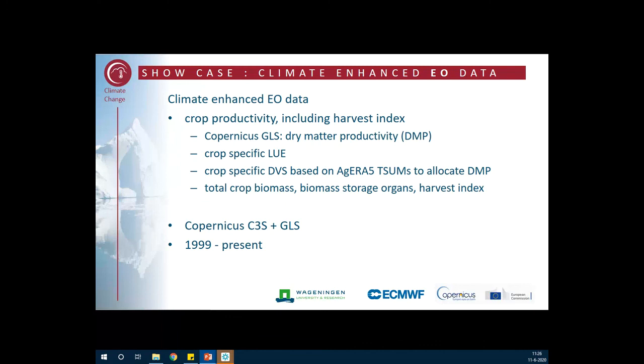So what do we do? There are various productivity data already around, also in the Copernicus GLS, the Global Land Service. However, that was a very generic kind of dry matter productivity, basically representing forests around the world. So we enhance that by using crop-specific light use efficiencies and crop-specific development indicators based on these growing degree days, to allocate the DMP, for example, to seeds and to other parts of the plant, so that in the end we can provide not only total biomass, but especially the biomass in the storage organs, or the much sought after, I would say, harvest index.